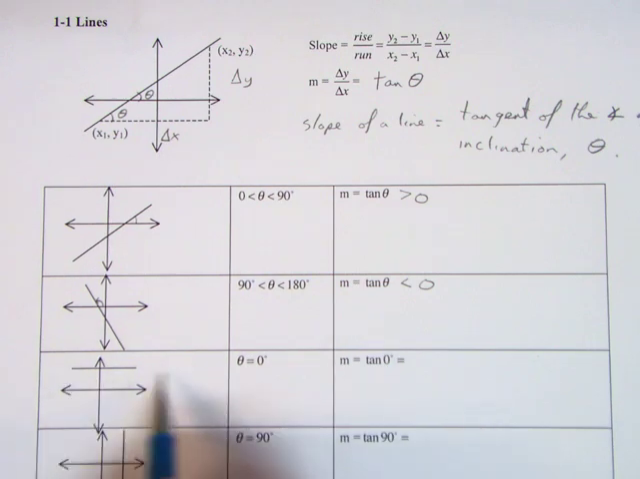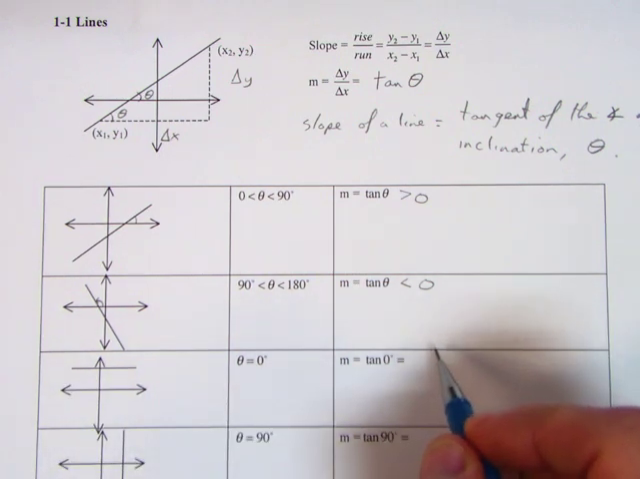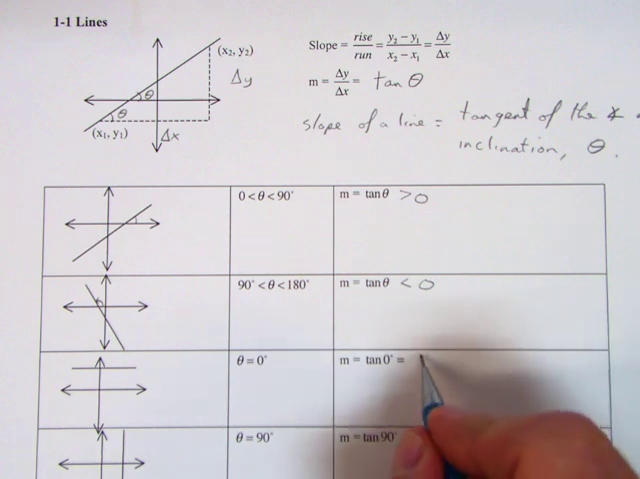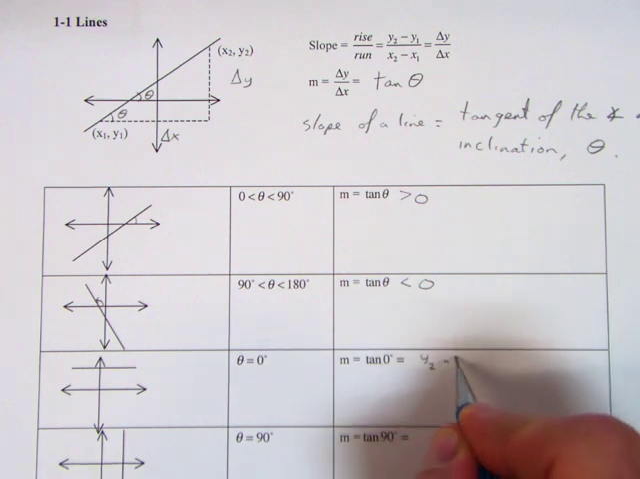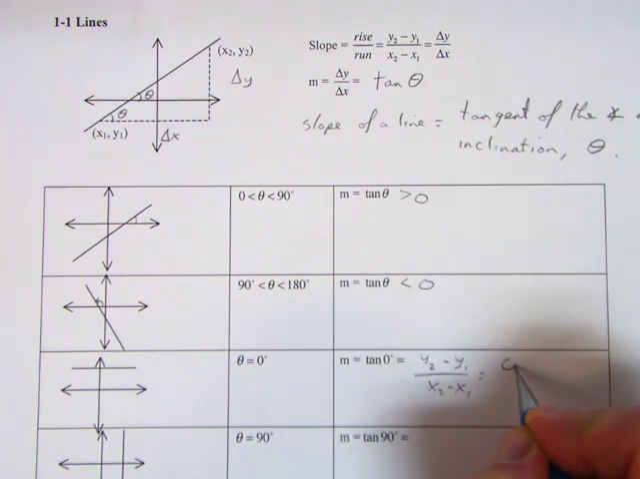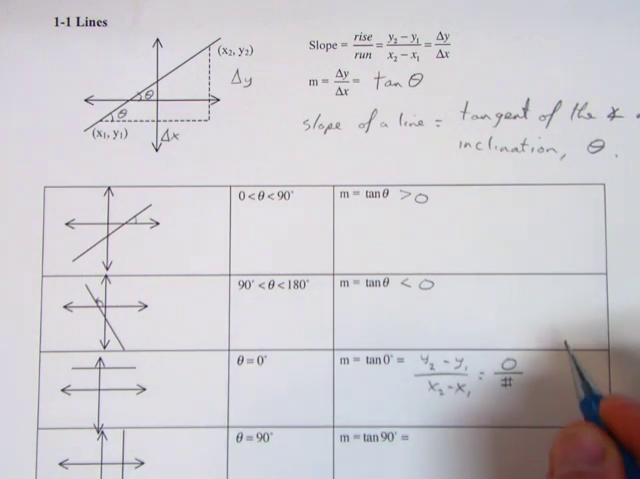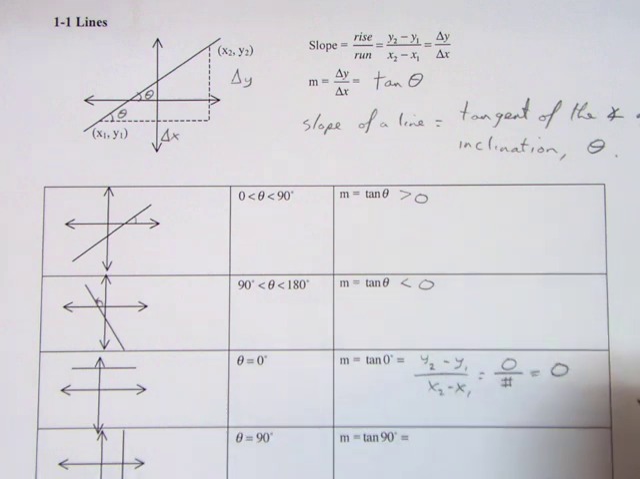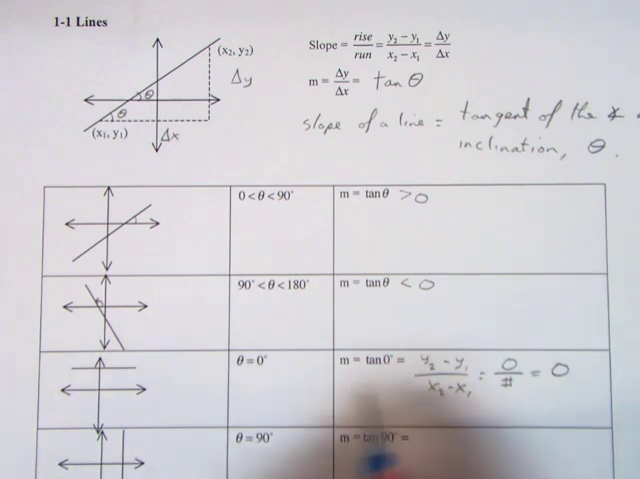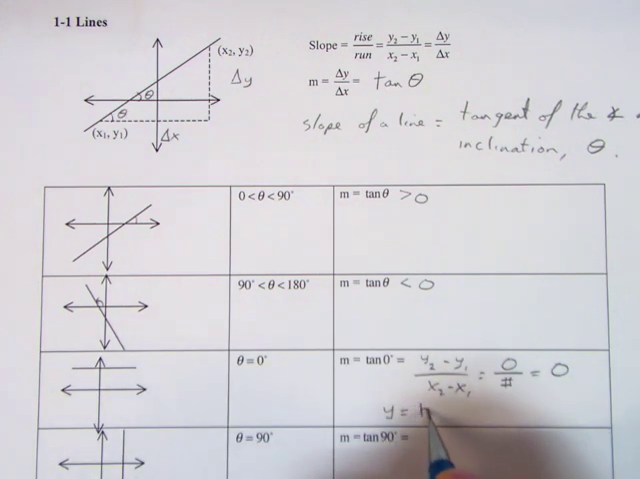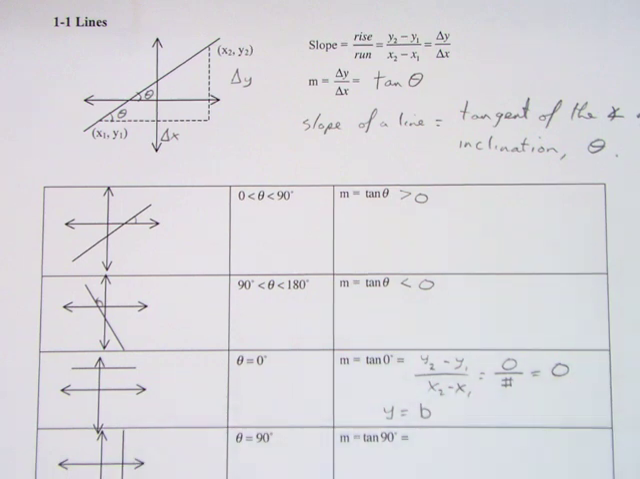If we have theta equals 0 degrees, what's the tangent of 0 degrees? Well, you could look at the y2 minus y1 over x2 minus x1. I just want to go over this because some people have a little difficulty with this. We have 0 divided by some non-zero number, and we get 0. What would the equation of that line be? That would be y equals some number b. And we usually use b because b is used for the y-intercept.